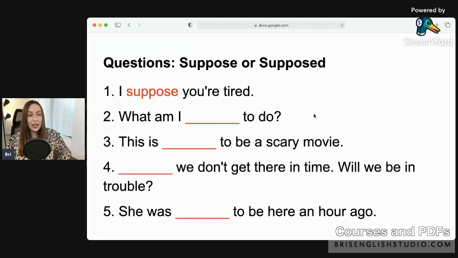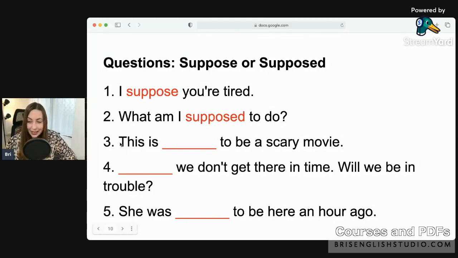Okay, so number 2. What am I supposed to do? So what do I have to do? Notice, what am I? Am I? Okay, we have that be verb. What am I supposed to do? Very good. Okay, number 3.